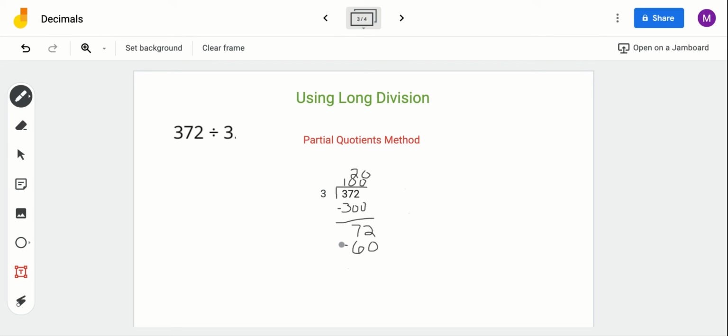So I'm going to take that away because we took care of 60, and now we have 12. And so how many groups of 3 are in 12? Well, there's 4 groups of 3 in 12. So 4 times 3 is 12.